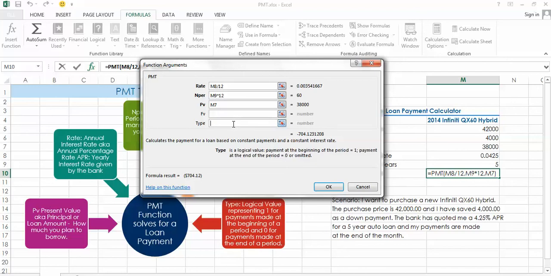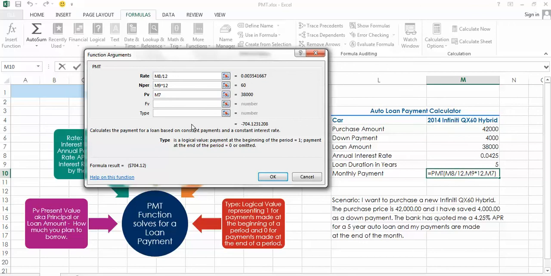And then type is a logical value that represents whether you're making payments at the beginning of the period, beginning of the month as an example, you would put a 1 in. If you're making payments at the end of the period, you put a 0, or you can just omit it. The default is the 0, and our bank said that we would be making the payments at the end of the month, so we can leave that. We don't have to put the 0 in there since it's the default value or assumption.